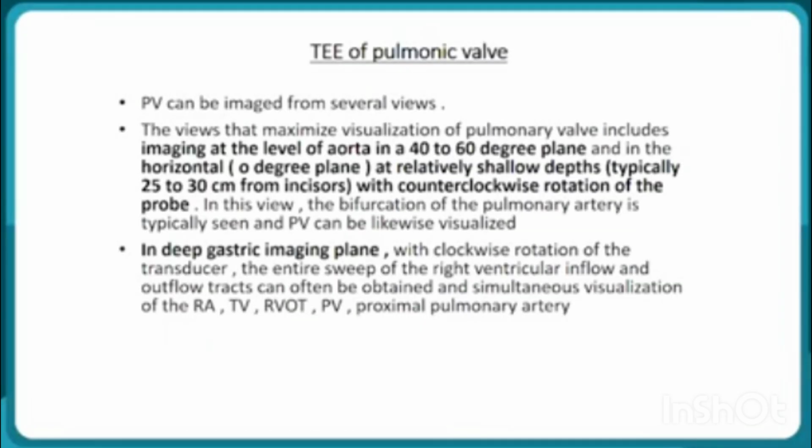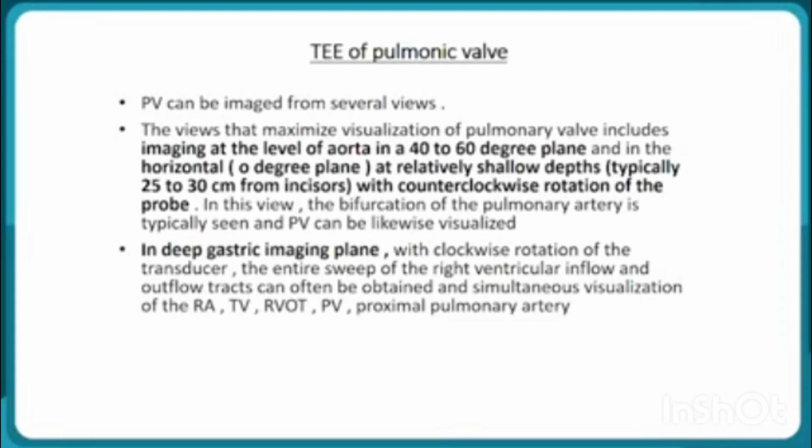Transesophageal images of the pulmonary valve. It can be visualized in various views. The first view includes imaging at the level of the aorta in an omniplane of 40 to 60 degrees and in the horizontal 0 degree plane at a relatively shallower depth, typically 25 centimeters from the incisors, for which we have to do counterclockwise rotation of the probe. In this view, we can visualize the bifurcation of the pulmonary artery, which will be shown in the subsequent figures, and the pulmonary valve can likewise be visualized.